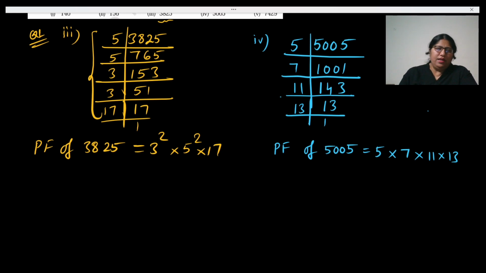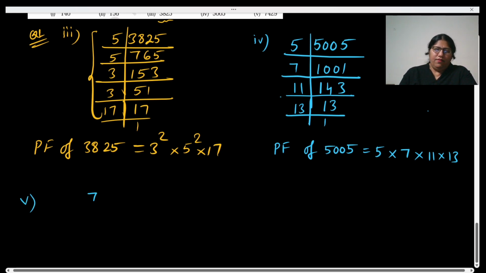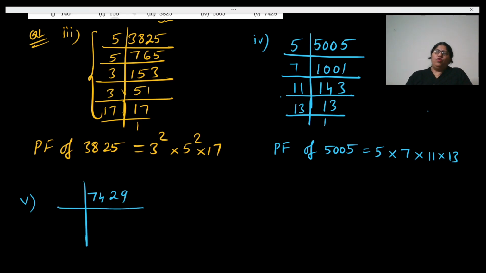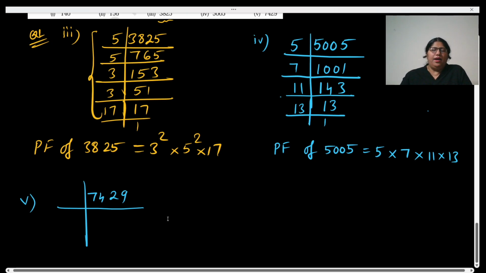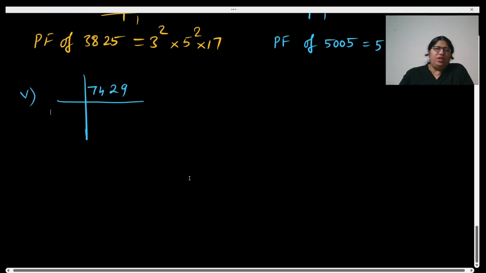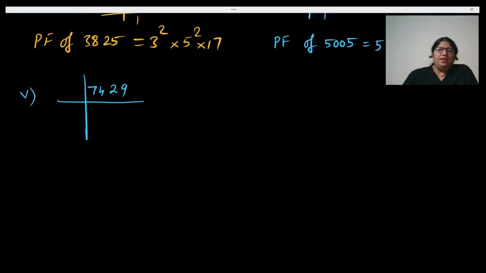7429. So this is the next one here. If I take 7429, this number is not ending with 5. So first, it won't be divisible by 2. Then if I take the sum of digits, how can we take the sum of digits? 7 and 4 is 11, 13 and 9 is 22. So it's not divisible by 3 also. Now this number will not be divisible by 2, 3, 5, 7, right? Then what is the next prime number? 11. Try to check 11, it won't be divisible by 11 also.